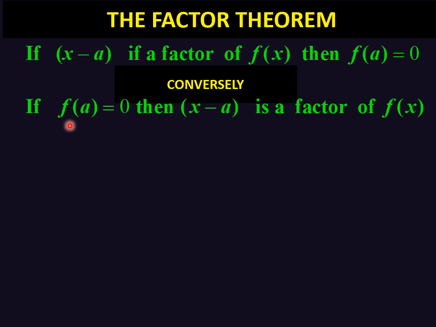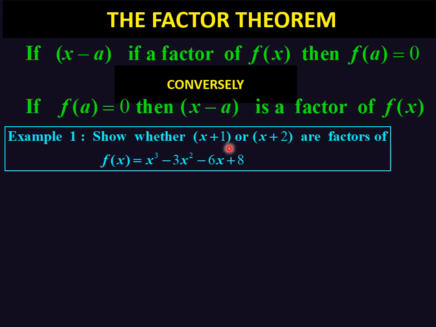The same way, if I substitute and I end up with a 0, then if I substituted a, it means x minus a is a factor of fx. If I had a 3, it means x minus 3 is a factor of fx. Or if I have a negative 2, it means x plus 2 is a factor of fx. That's what you're going to use here.